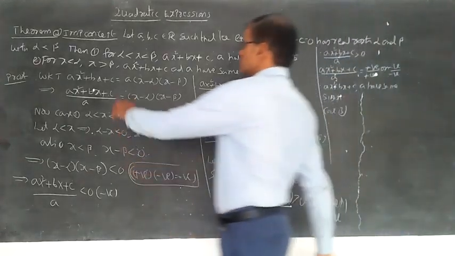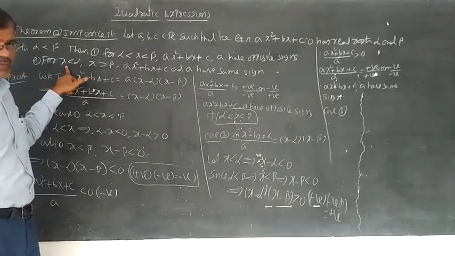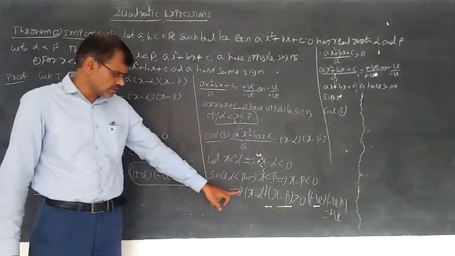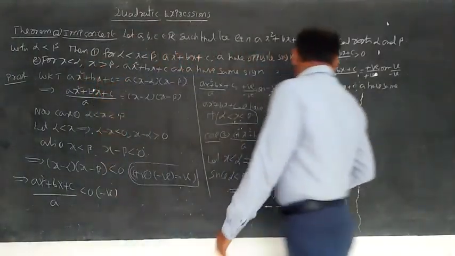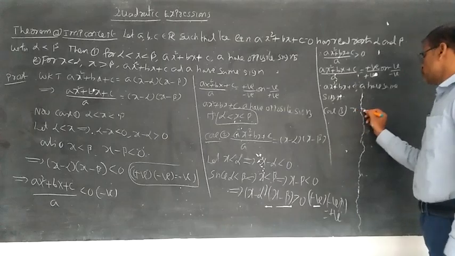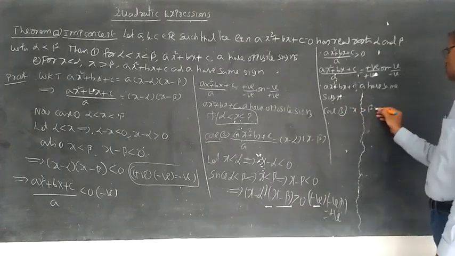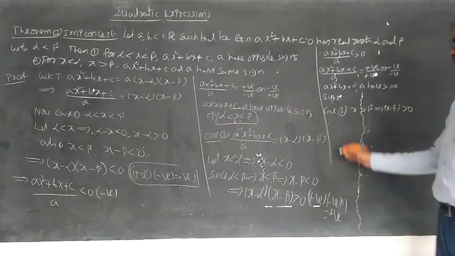Because we did not use here x greater than beta, that is case 3. We have used x less than alpha, and alpha less than x less than beta also. In the similar way, we can understand here x greater than beta. Put here x greater than beta. Whenever x is greater than beta, you can write x minus beta greater than 0.